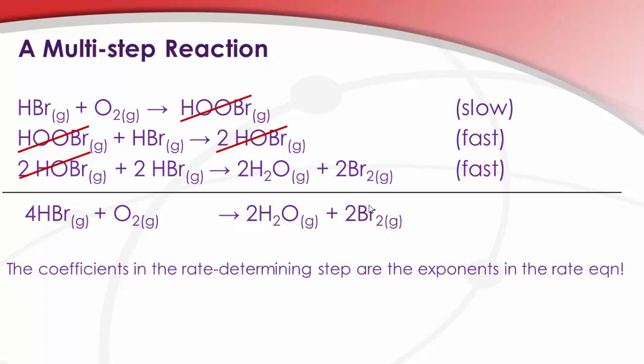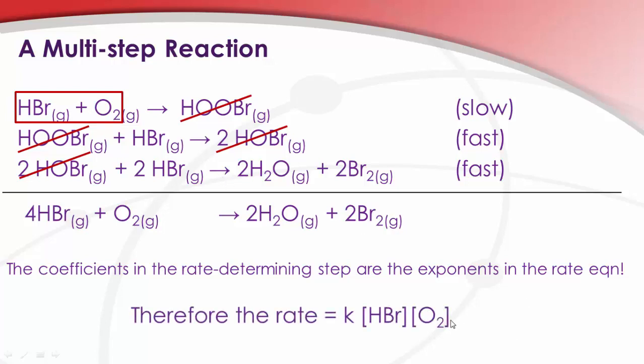Now, what's interesting here is that once we know our reaction mechanism and we can identify the slowest step in this, we know the exponents in our rate equation. We can look at the reactants in the slow step, look for the coefficients here. In this case, both are 1. And this gives us our exponents in our rate equation.